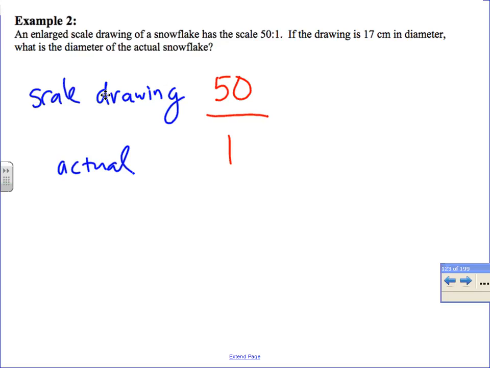Yeah, that's the drawing. They want us to find the actual. So after you set up your proportion, use cross products to solve. So I'll let you guys do that. Go ahead and use your cross products. Solve. You will get a decimal. We want to find the diameter of the actual snowflake, which of course is going to be pretty small.